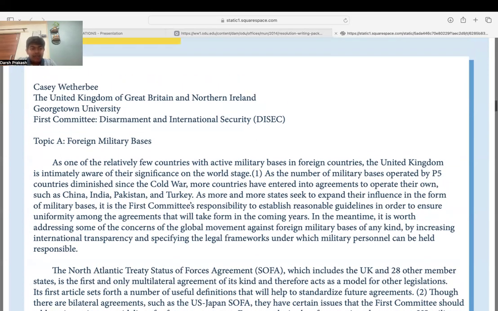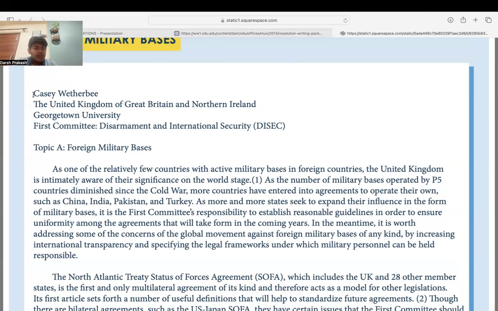So again, it follows a specific format. So first of all, this is the name of the delegate. Below that, she has written the name of her portfolio. That is the country that she is representing. And you need not write the name of this university.